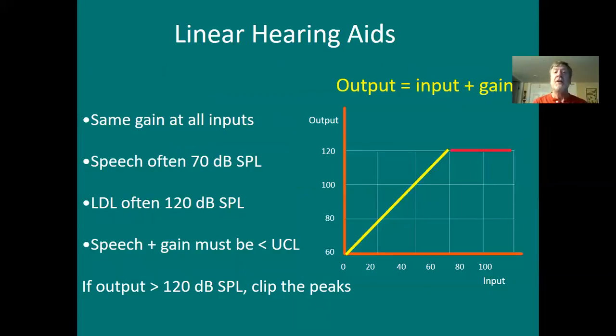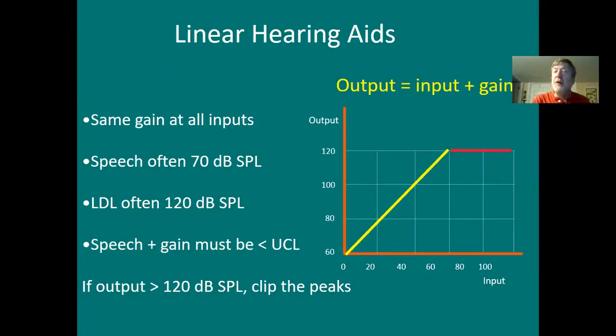Linear hearing aids. This is just one particular picture of a fictitious linear hearing aid. Input along the horizontal, output along the vertical. The linear gain is seen by the 45-degree angle yellow line, such that 0 in is 60 out, 20 in is 80 out. Oh, my numbers have slid a little bit here. You know what I mean, though. 40 in would be 100 out, 80 in would be 120 out, and then the hearing aid stopped the output from getting any more. And it did this by clipping, literally clipping the peaks.